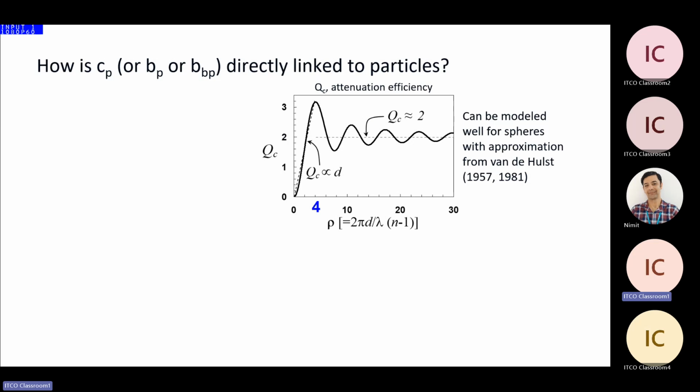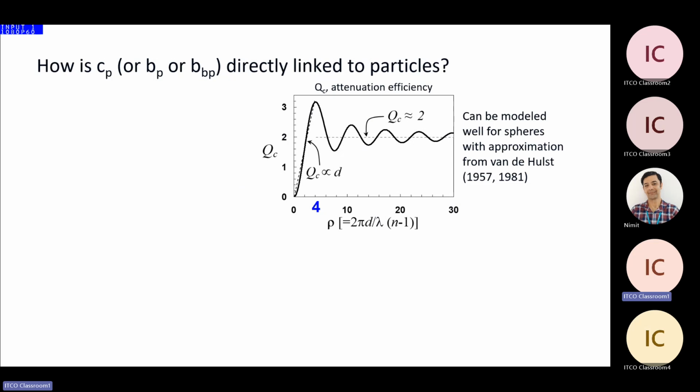So how specifically is an IOP like the attenuation coefficient, the scattering coefficient, or the backscattering coefficient directly linked to particles? The fundamental thing you need to know is that c is directly linked to the cross-sectional area of the particle. If you have a particle like this, it's going to be dependent on orientation, obviously, for anything that's non-spherical, which is pretty much every particle out there besides bubbles, times the attenuation efficiency. The efficiency describes that if it's 1, then 100% of the light that impinged on a particle was scattered.